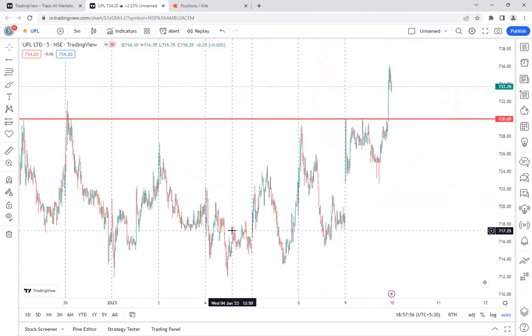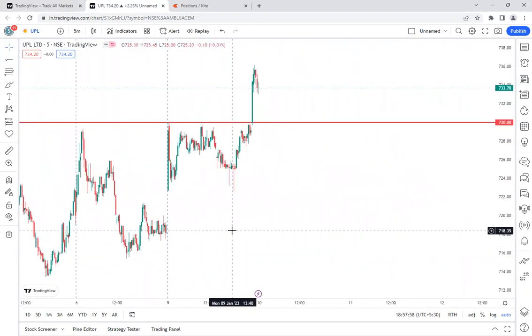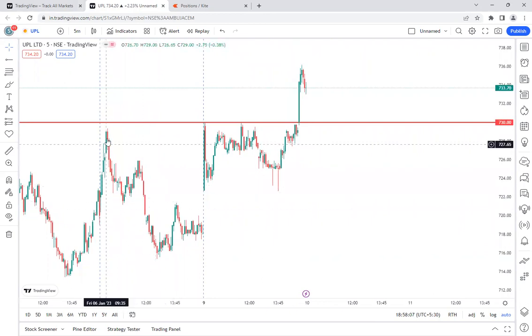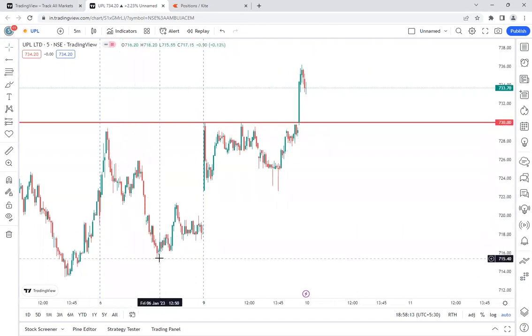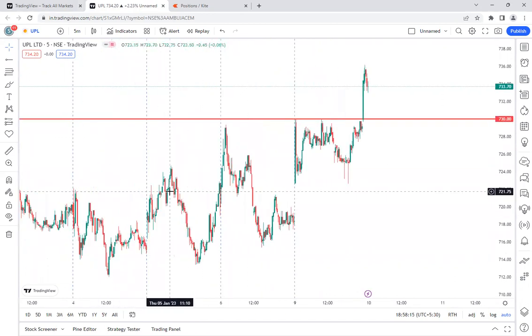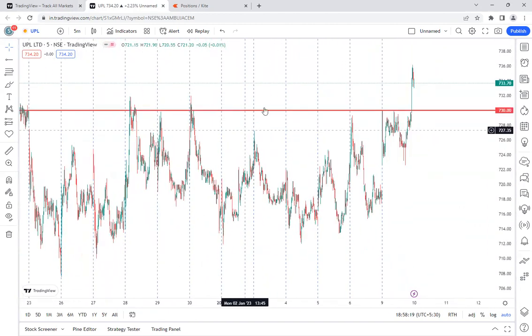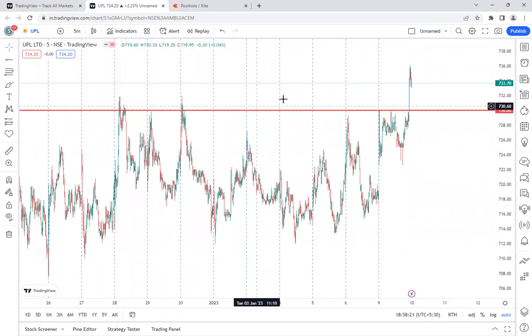And even if you see the recent price action, yesterday, this is 6th January, last Friday, we are seeing that price almost went close to that level. It did not touch it, but before touching it, it started falling down. So this is what we have seen so far in this UPL chart at that key level.